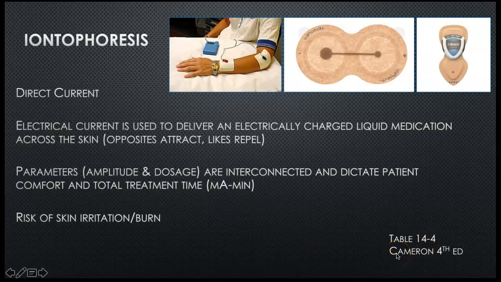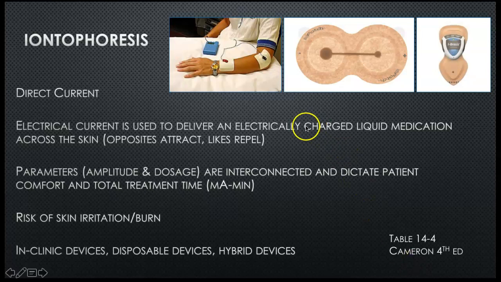In the 4th edition of the Cameron textbook, it's table 14.4. I'm not sure what it is in the 5th edition, but it's easy to find, where they have a table of all the different liquid medications that you can use with iontophoresis and what their charge is and what they would be used for. Probably the most common one we use in physical therapy is dexamethasone, which is a negative medicine.